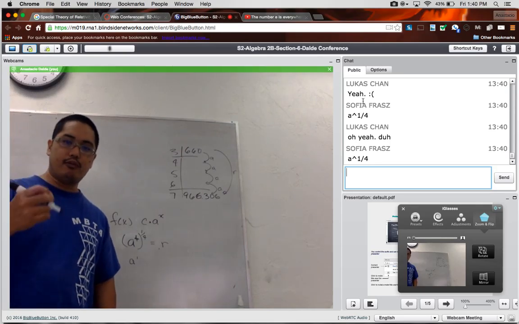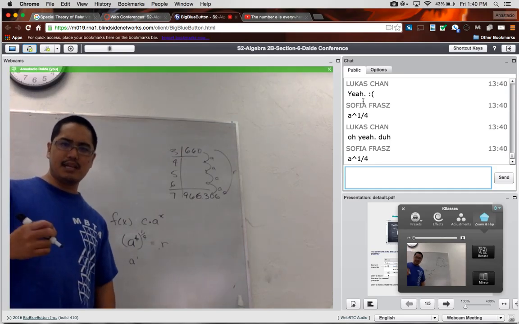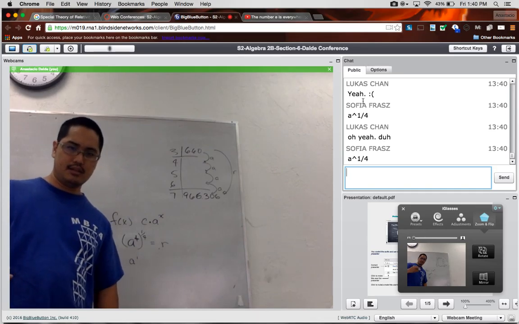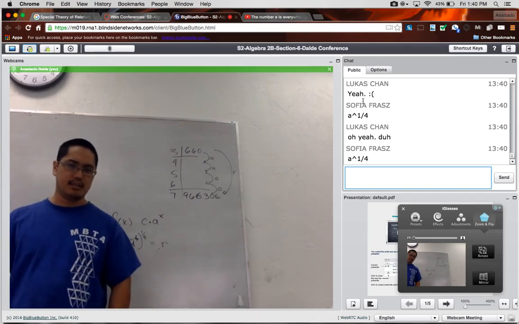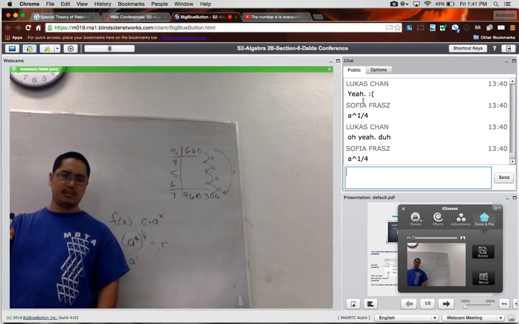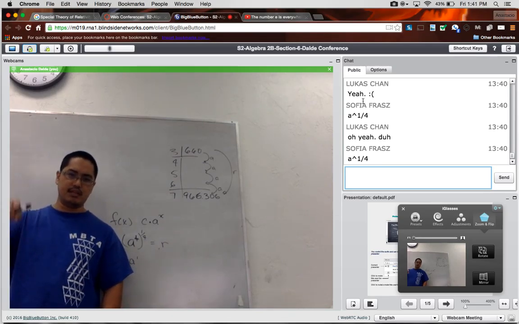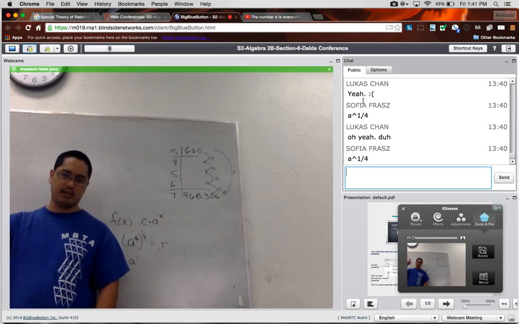Something to the one-fourth power is exactly the same as taking the 4th root of it. And that you know how to plug into your calculator. You just plug in some number with a caret and then parentheses, 1 divided by 4, and then close parentheses.